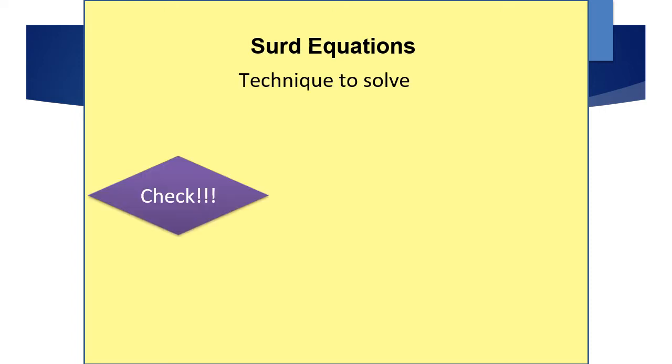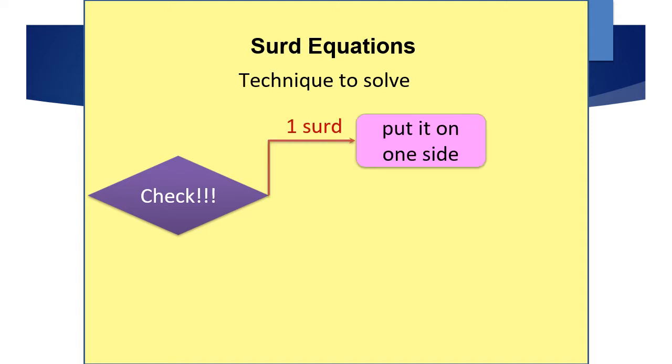Okay, for this part, let's just focus on surd equations. So what are the techniques to solve surd equations? First of all, we have to check whether we have one surd or two surds or three surds. So if we have one surd only in the equation, what we have to do is put it on one side.